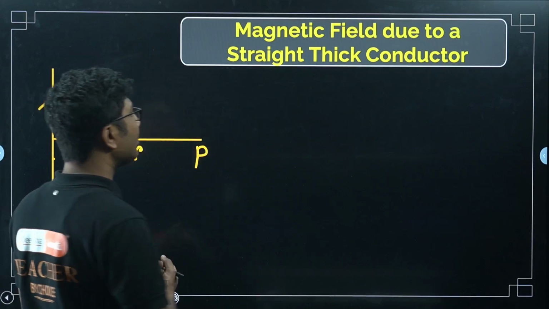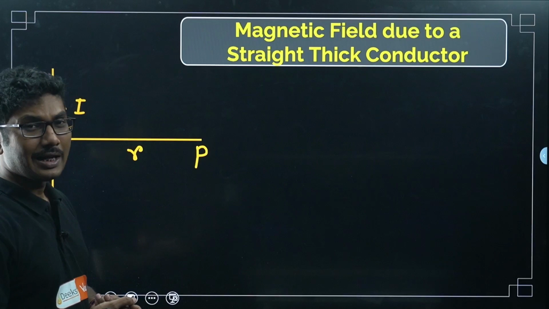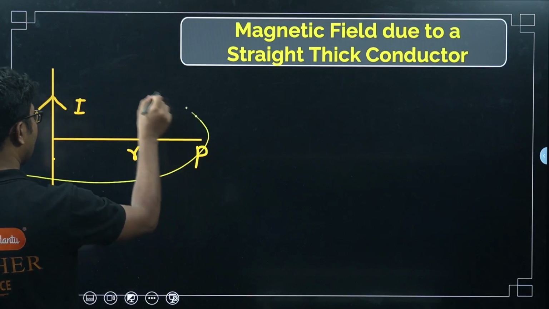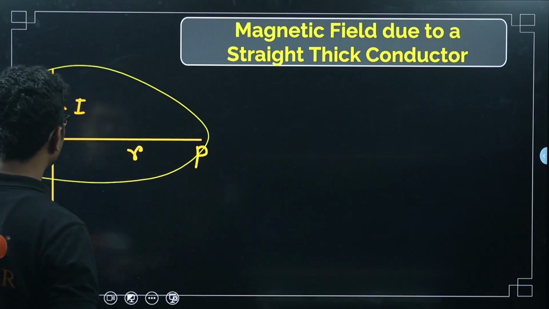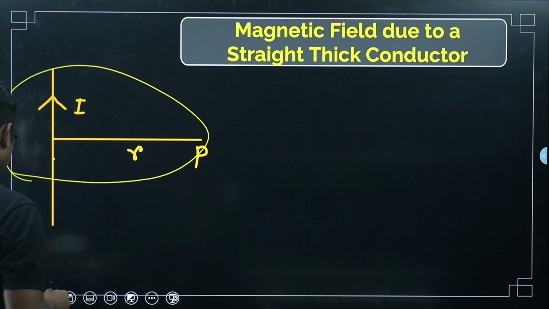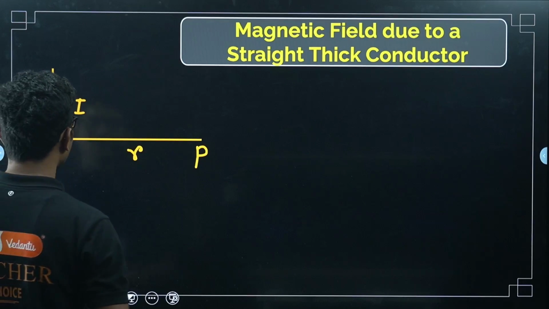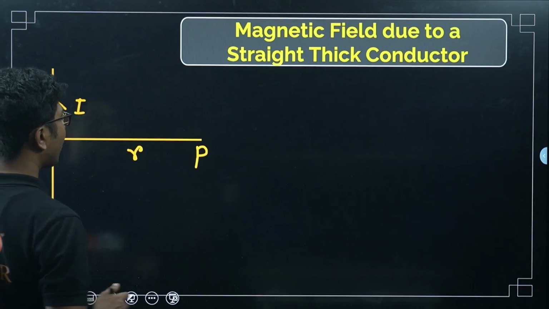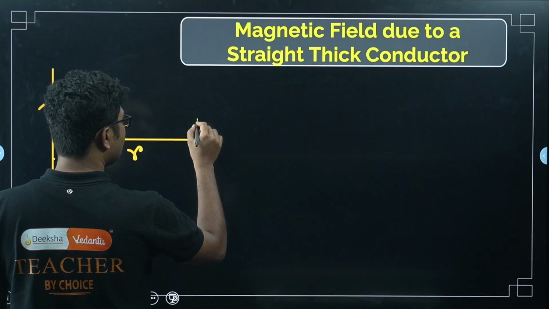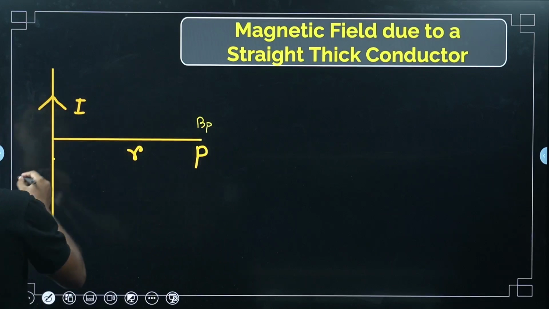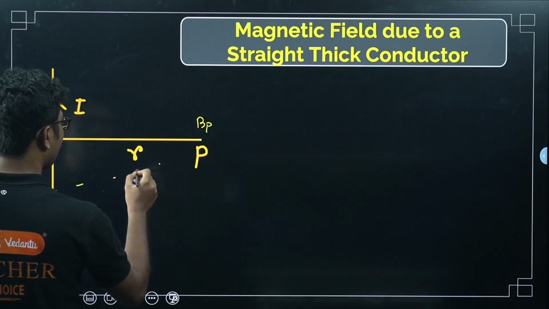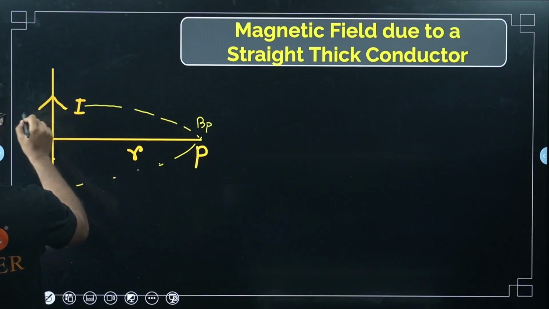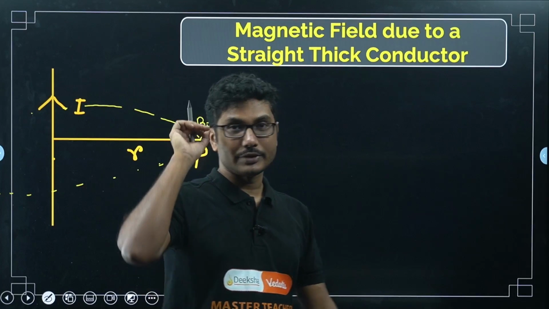Now, the magnetic field due to a thick conductor. We have already done it for a thin conductor. I made a mistake yesterday, so today I will be correcting that. Suppose I have a wire carrying current I, and I want to find the magnetic field at this point P, say BP. To find that, we have to construct an Amperian loop. Yesterday I said it can be solved using Ampere's law and also using the Biot-Savart law. Today I am using Ampere's law.